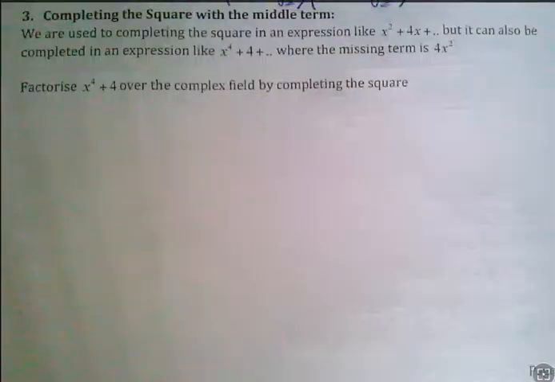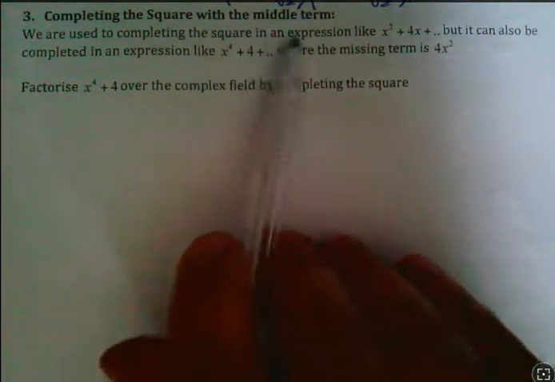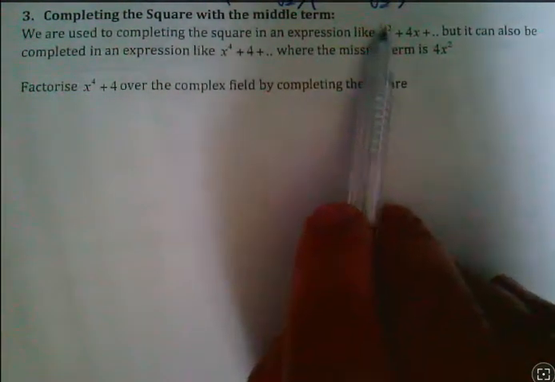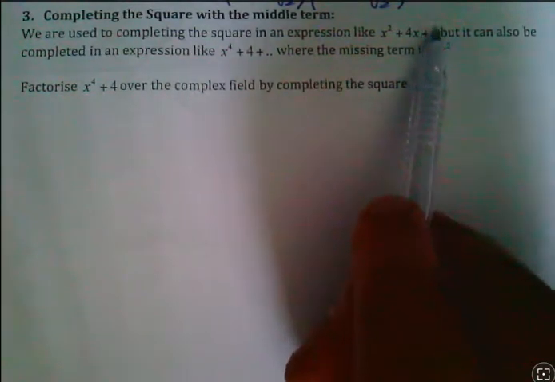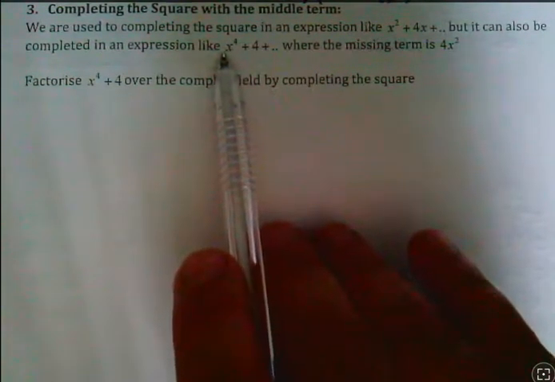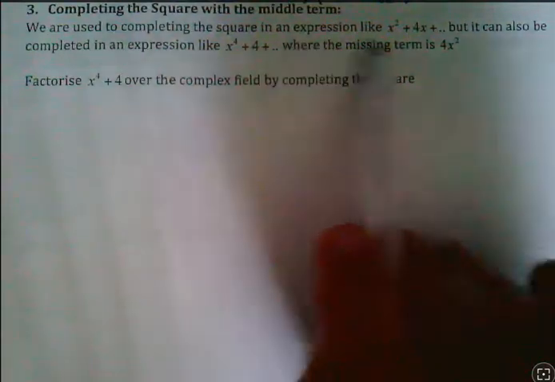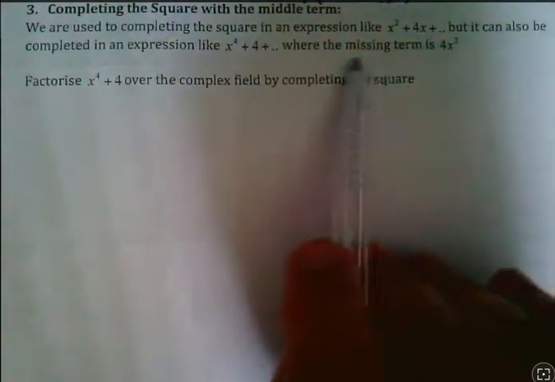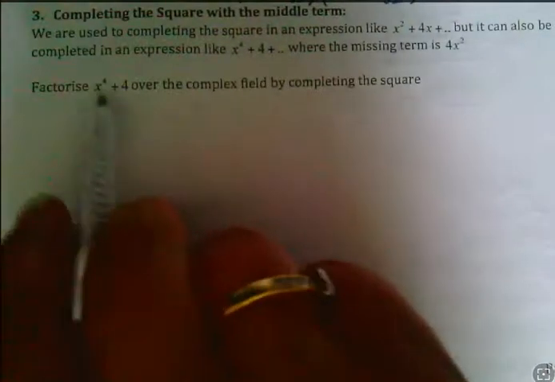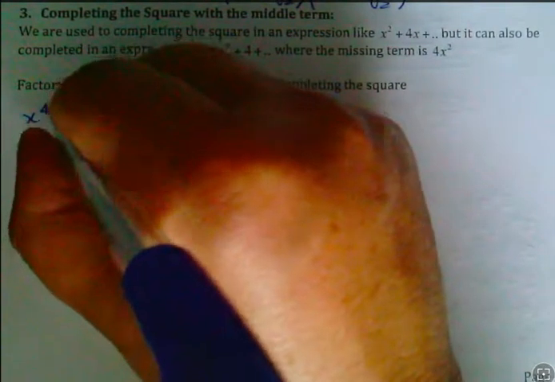Okay. The last question on this page is to complete the square with the middle term. So normally we complete the square with expressions like x squared plus 4x plus, and we have to work out what the last term is. But we can also complete the square with expressions such as x to the power of 4 plus 4, where the missing term, for example, is an x squared term, and in this case it would be 4x squared. So remember, we can complete the square on things like this. So let's start with x to the power of 4 plus 4.